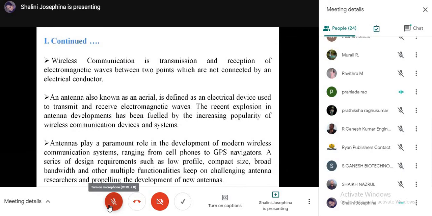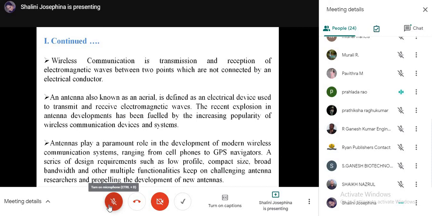Thank you. Now, what is wireless communication? Wireless communication is defined as transmission and reception of electromagnetic waves or a signal between two or more points which are not connected by an electrical conductor, which means there is no physical connection between the two points. Okay. Next, what is an antenna?